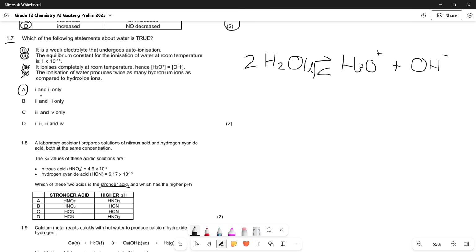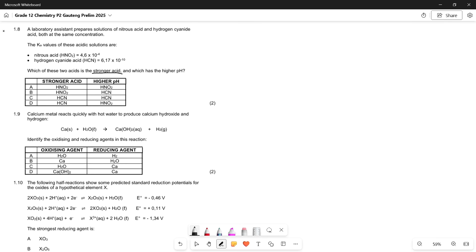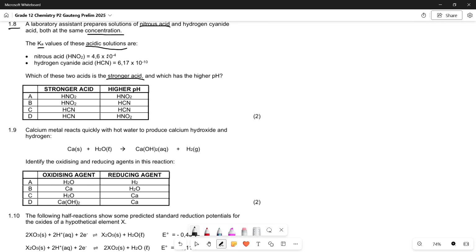So A is our final answer here for 2 marks. And then 1.8 says, a lab assistant prepares solutions of nitrous acid, so nitrous acid over here, and hydrogen cyanide acid over here, both at the same concentration. So the Ka value, the coefficient of how acidic a solution is, are given as follows. We have 4,6 times 10 to the negative 4, and we have 6,17 times 10 to the negative 10.